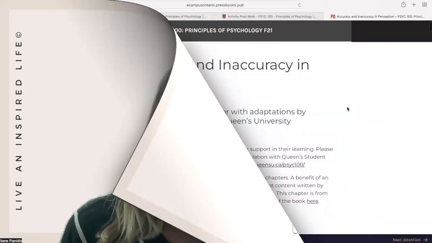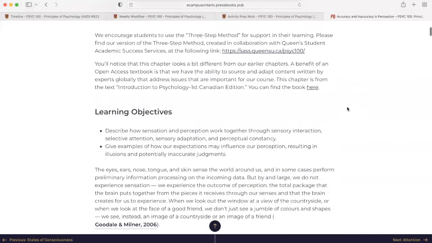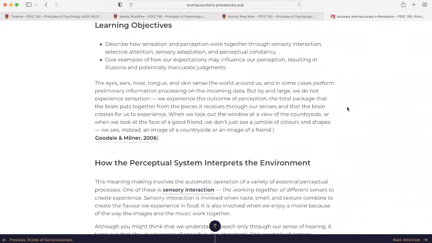So let's get started. All right, let's start with the learning objectives in accuracy and inaccuracy in perception. Describe how sensation and perception work together through sensory interaction, selective attention, sensory adaptation, and perceptual constancy. Give examples of how our expectations may influence our perception, resulting in illusions and potentially inaccurate judgments. So keep those 2 learning objectives in the back of your mind as we are going through this particular topic, and maybe take some notes, put it in a notebook, just write things down as you go.